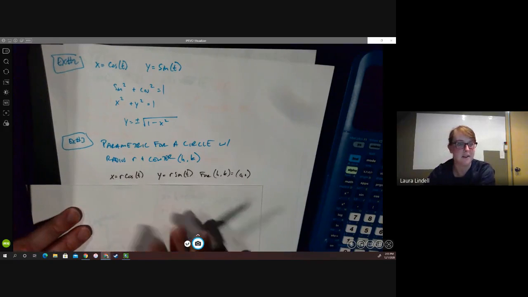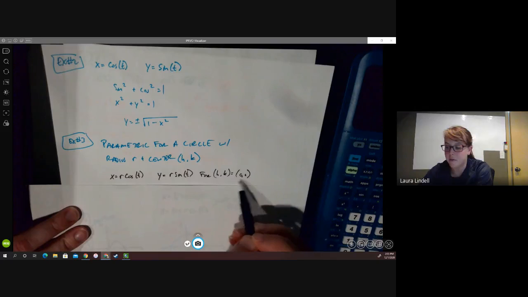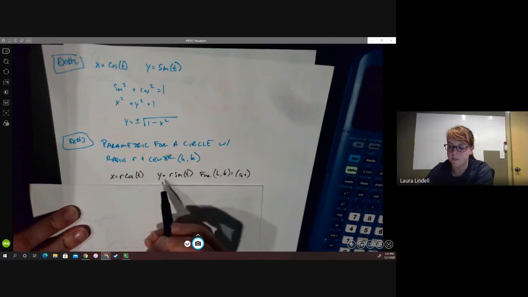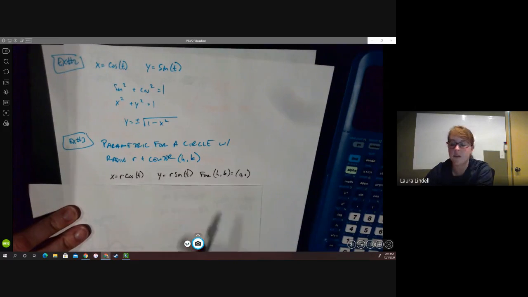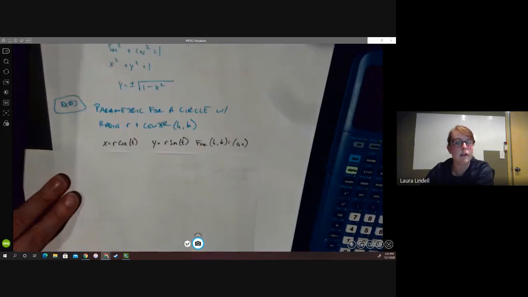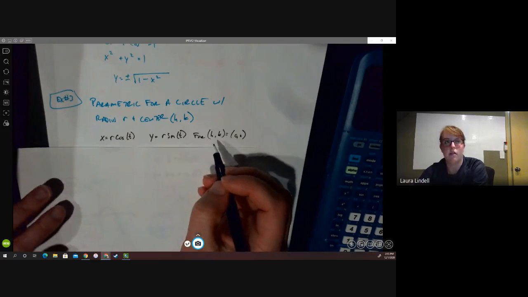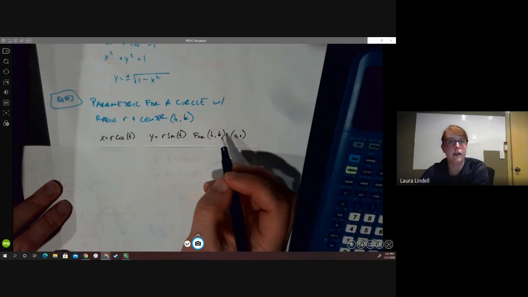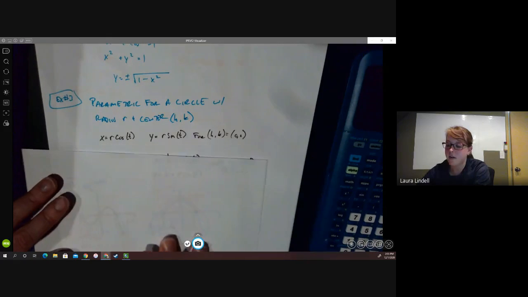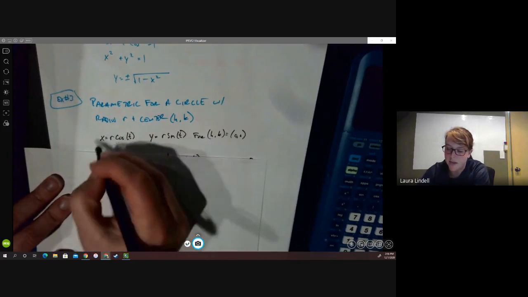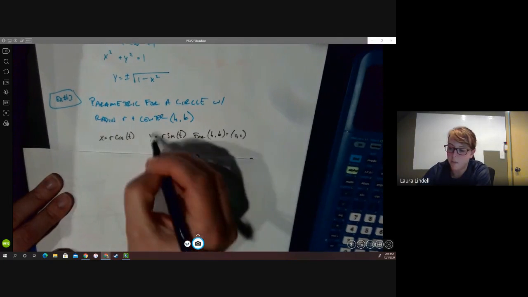Anyway, if (h, k) is (0, 0), if it's centered at the origin, we're just messing with the radius. This is what we get. But if we want to move it around, h is the coordinate that corresponds with the x value of the center. K is the y value of the center. So h is going to go with the x coordinate. K is going to go with the y coordinate.